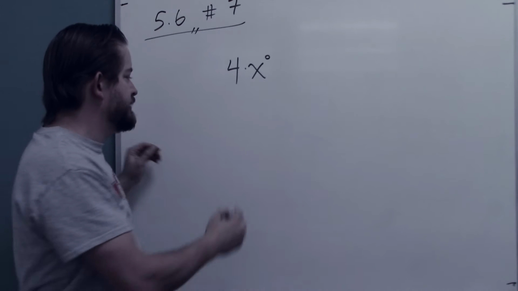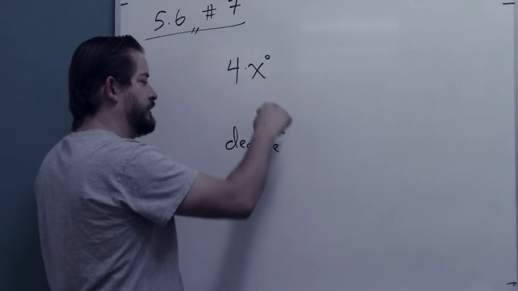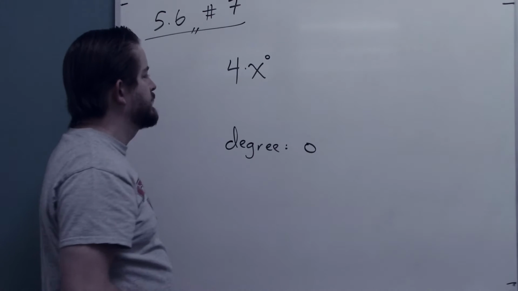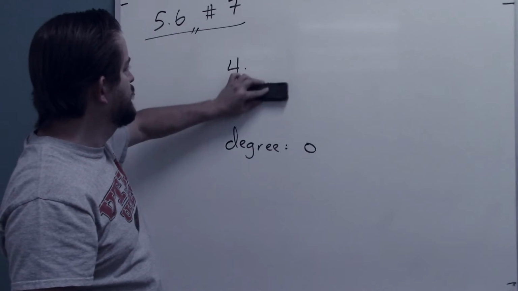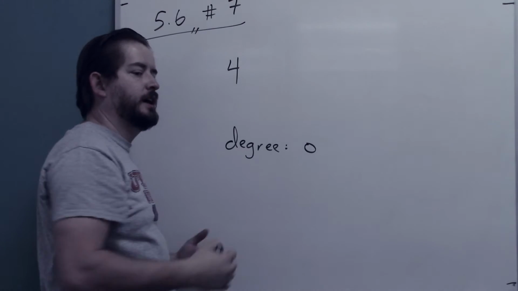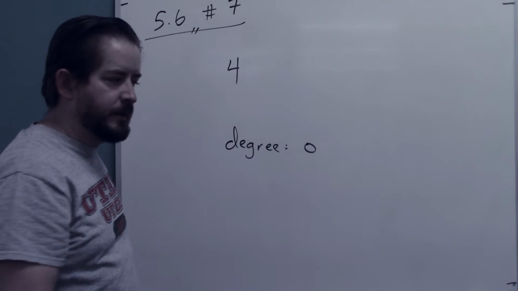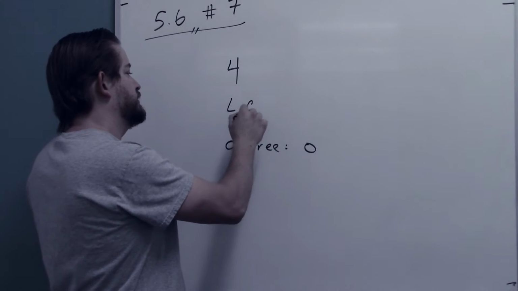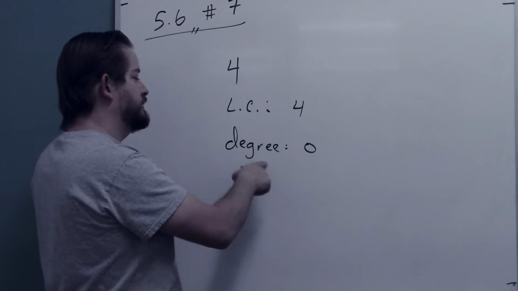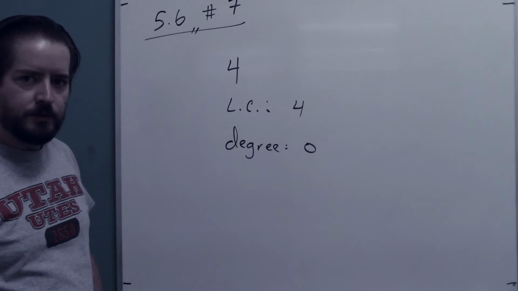So my degree here is 0, and if I have a degree 0, I typically don't write the variable, right? That's why we just end up with that 4. The leading coefficient is the coefficient on the highest degree, and if that highest degree happens to be 0, that's still my leading coefficient. So leading coefficient, still 4, degree 0. I just thought that was worth mentioning.